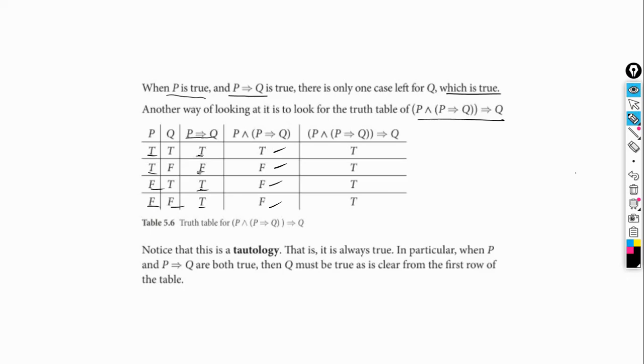And then finally, let's go to the last column of this table and notice that if P and if P then Q, then Q, is always going to be true. So true and true make true, false and false are true, false and true are true, and false and true is true. So this is what's called a tautology. That is something that is always true. In particular, when P and if P then Q are both true, then Q must be true, as is clear from the first row of the table.